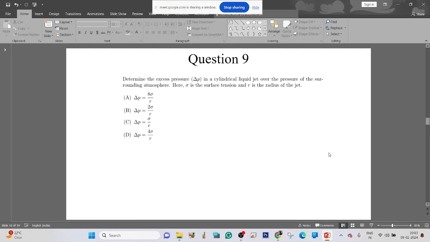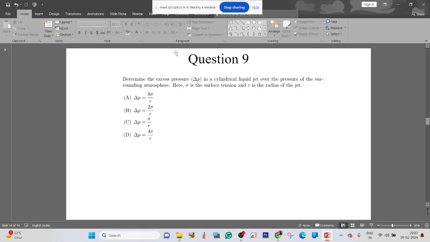So next question. Determine the excess pressure delta P in a cylindrical liquid jet over the pressure of the surrounding atmosphere. Here sigma is surface tension and R is the radius of the jet. Determine the excess pressure in a cylindrical liquid jet over the pressure of the surrounding atmosphere. C, ma'am. Yeah.